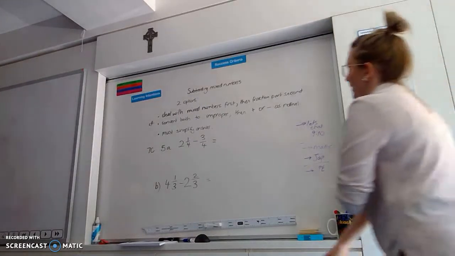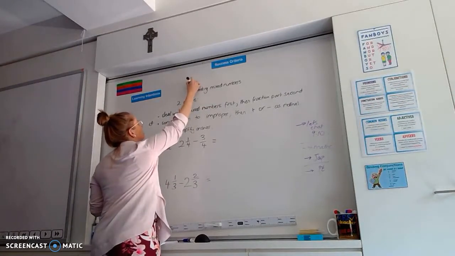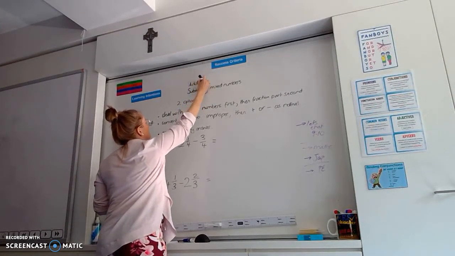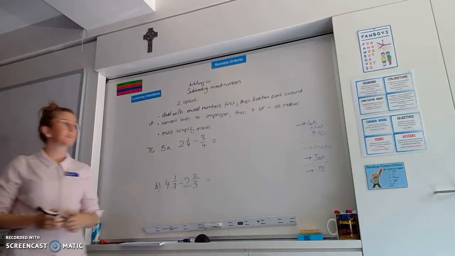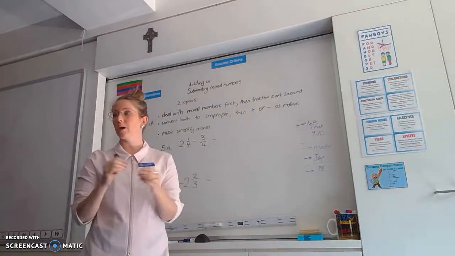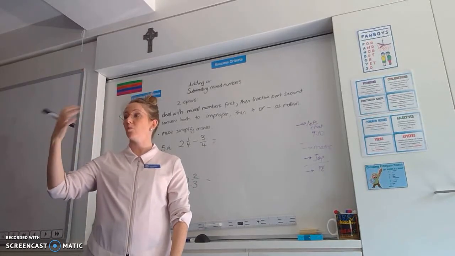Alright, so subtracting mixed numbers, or it could be adding actually. Adding or subtracting mixed numbers. So just to review, a mixed number is when you've got a whole number and part of a fraction. So a mixed number is always going to be bigger than 1.